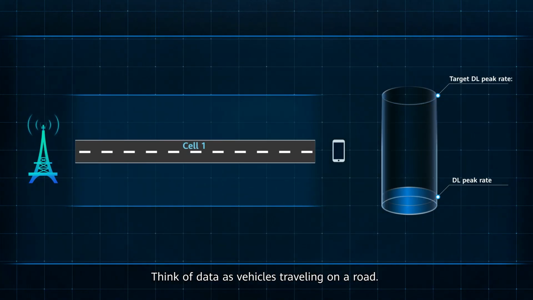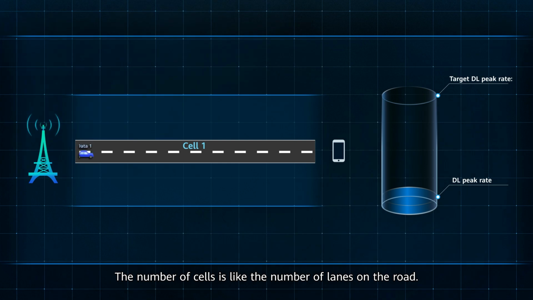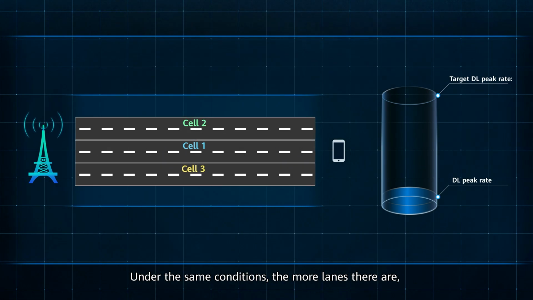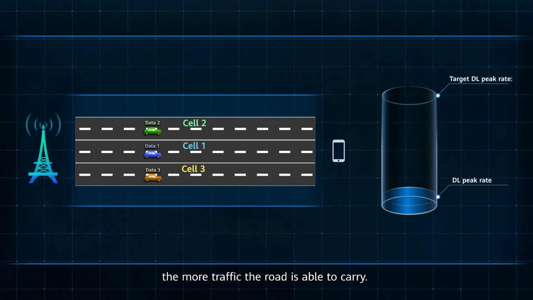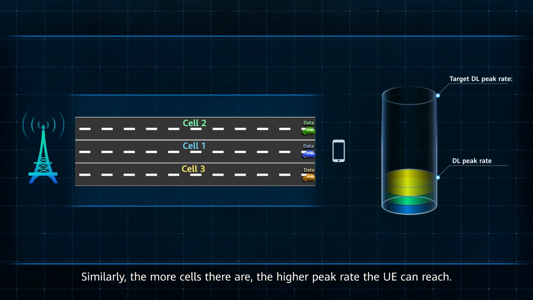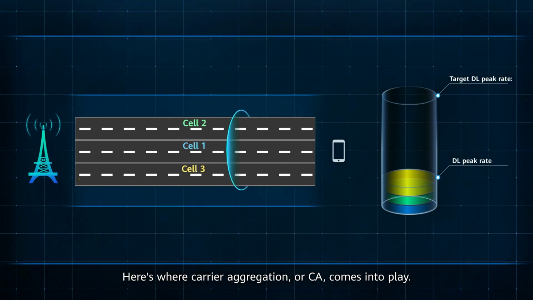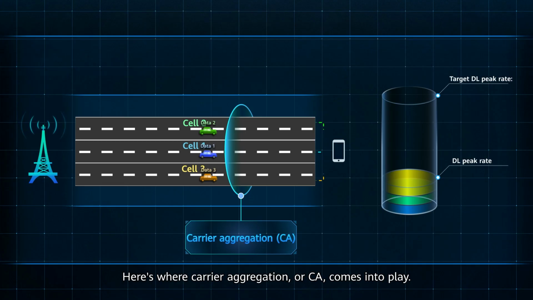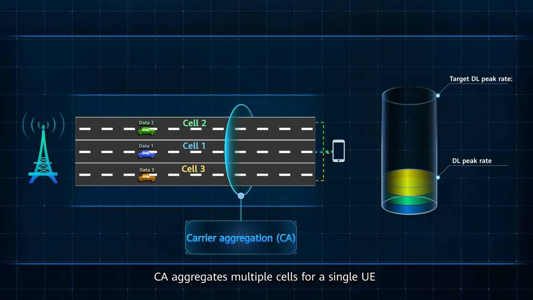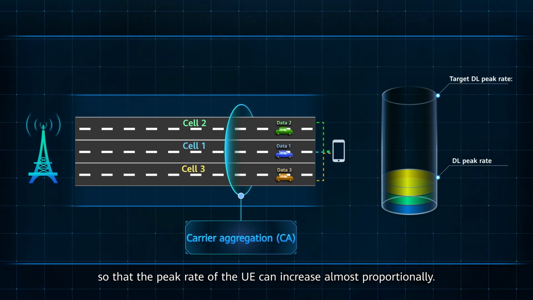Think of data as vehicles traveling on a road. The number of cells is like the number of lanes on the road. Under the same conditions, the more lanes there are, the more traffic the road is able to carry. Similarly, the more cells there are, the higher peak rate the UE can reach. Here's where carrier aggregation, or CA, comes into play. CA aggregates multiple cells for a single UE so that the peak rate of the UE can increase almost proportionally.